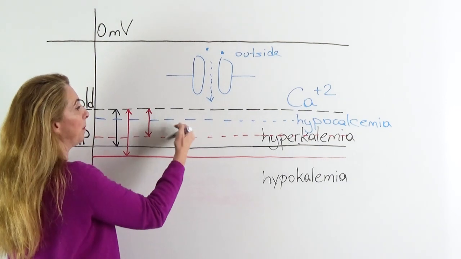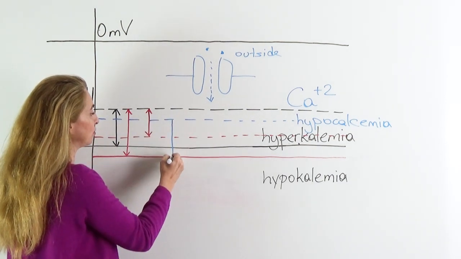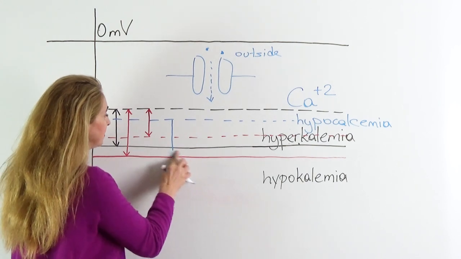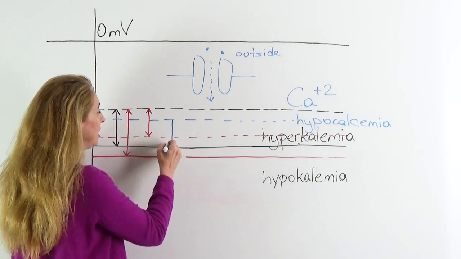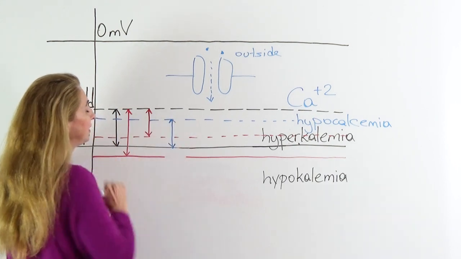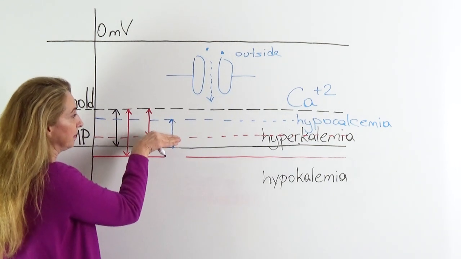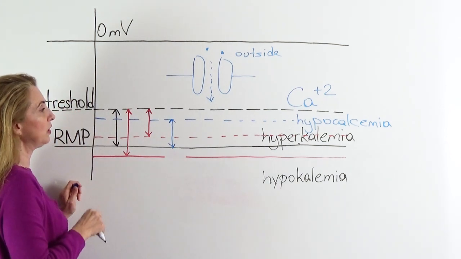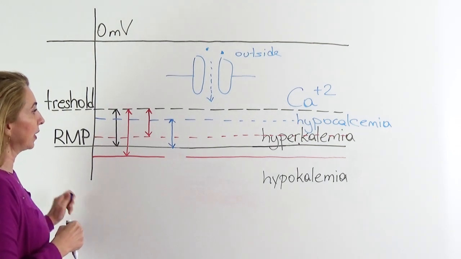And if we compare the low threshold with the normal resting membrane potential, here you see that the distance between the threshold and resting membrane potential is smaller and the cell becomes more excitable.